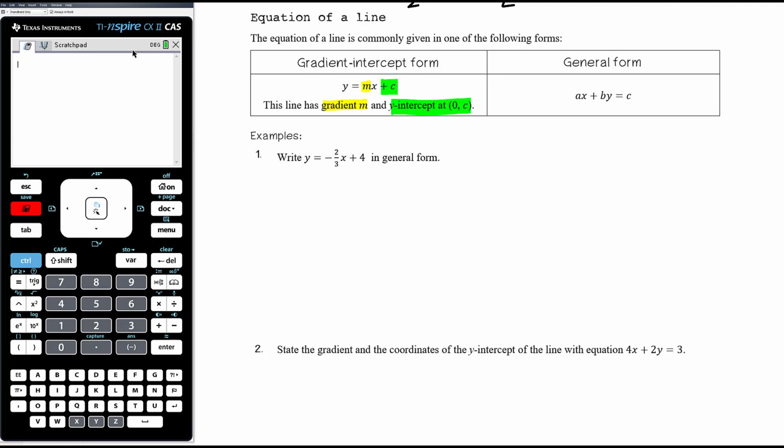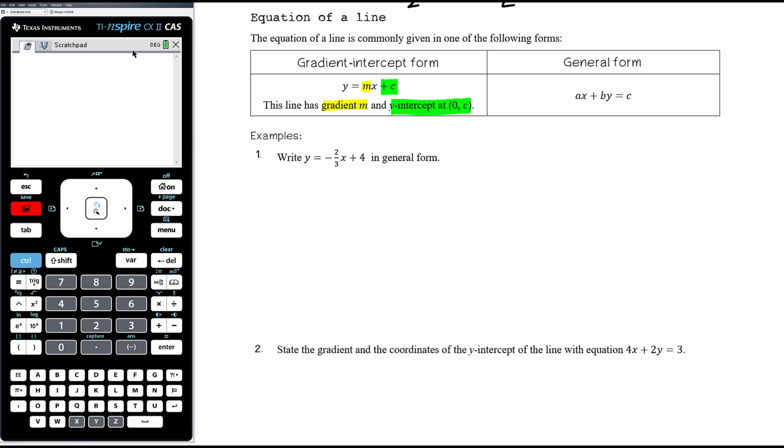Okay, so for example, here the coefficient of x is not the gradient. You would need to rearrange to get y on its own before you could see what the coefficient of x is and therefore what the gradient is. This value is not the y-intercept because when we let x equal 0, that will be 0 there, and we'll have by equals c, and so the y-intercept will be c divided by b.